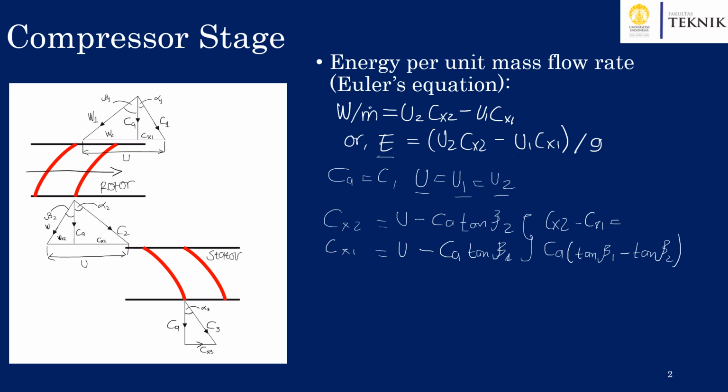So we can write down the Euler or energy per mass flow rate equation in terms of the relative flow angle. So E will be equal to U multiplied by axial velocity multiplied by the difference between the tangent of beta 1 minus the tangent of beta 2, divided by gravity.